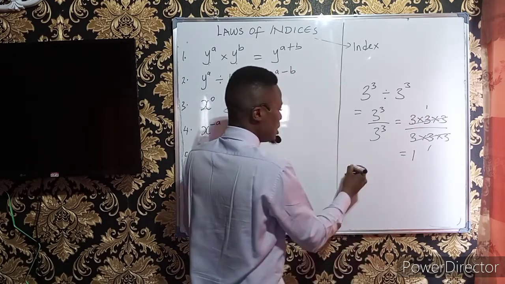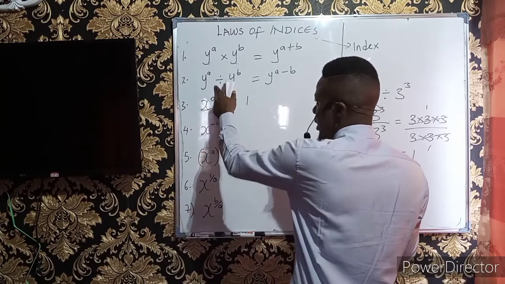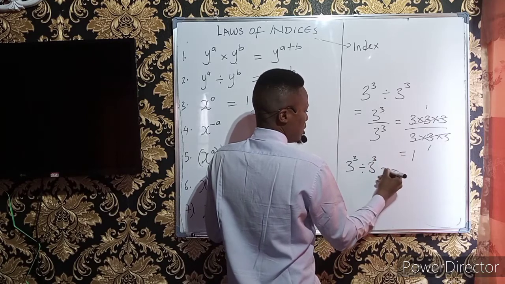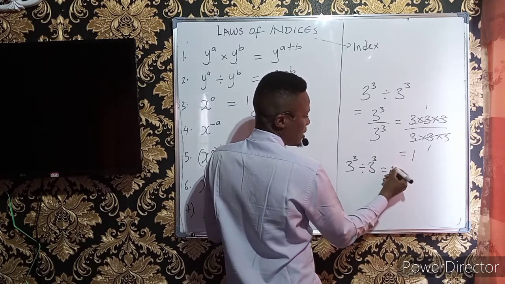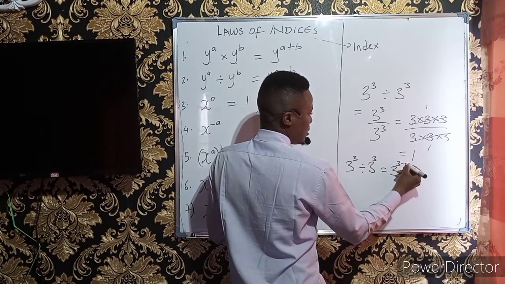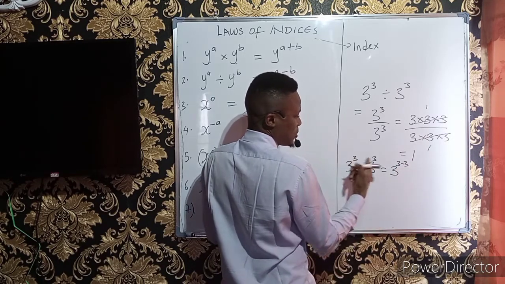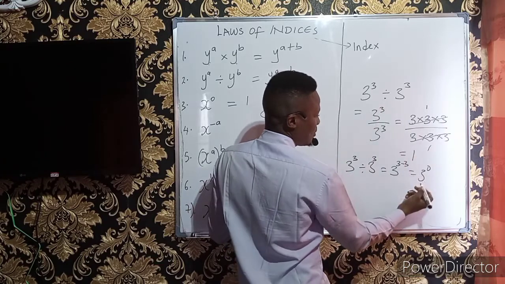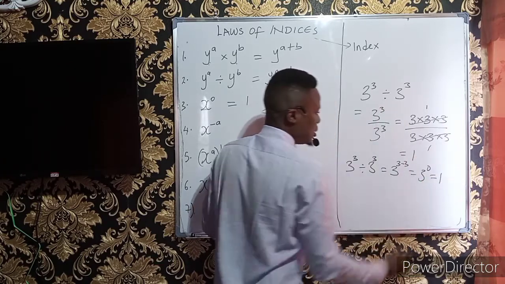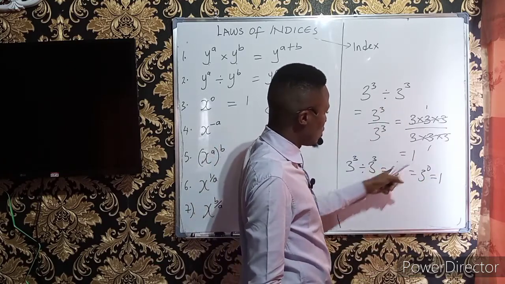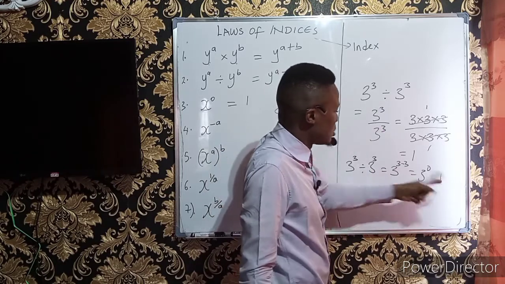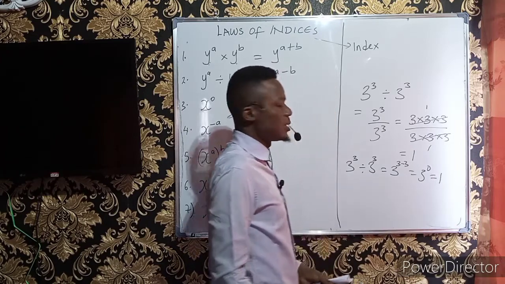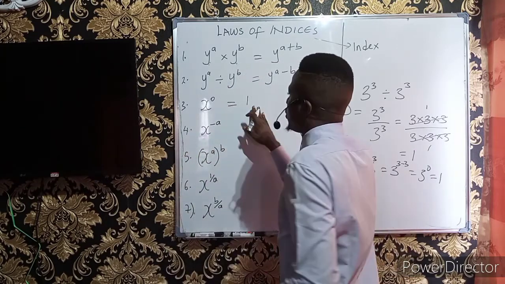Also, from the second law of indices, when you have 3 power of 3 divided by 3 power of 3, since the bases are the same, you are free to subtract their powers. 3 power of 3 minus 3, I'm subtracting their powers, which is 3 power of 0. And since the value above gave me 1, 3 power of 0 will also be 1. That is to tell you that any number power 0 is the same thing as 1.